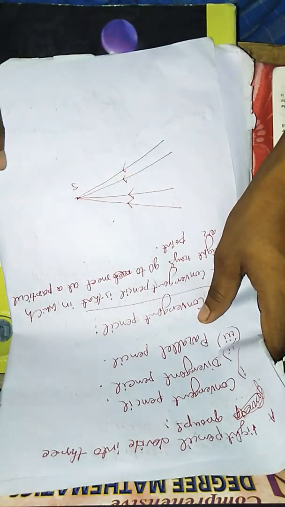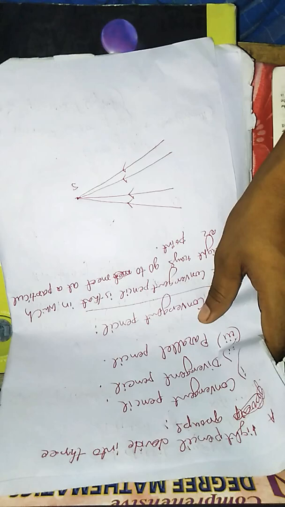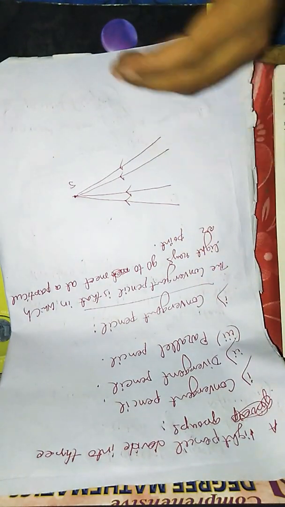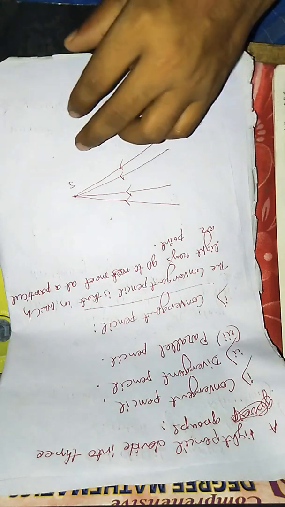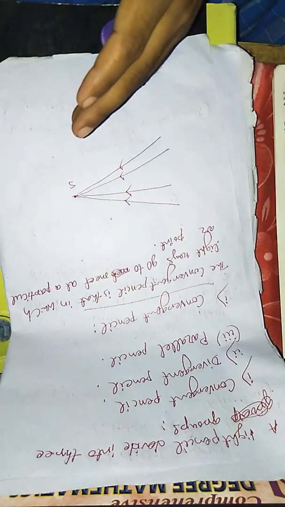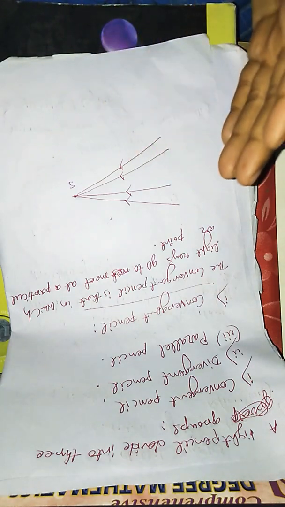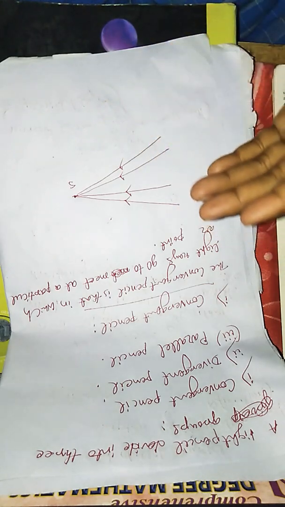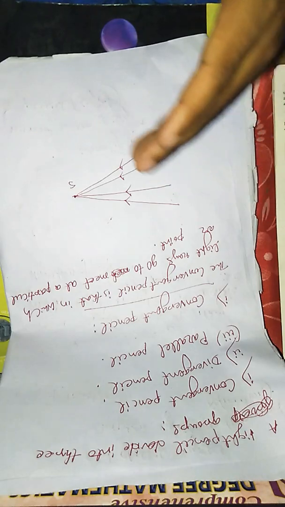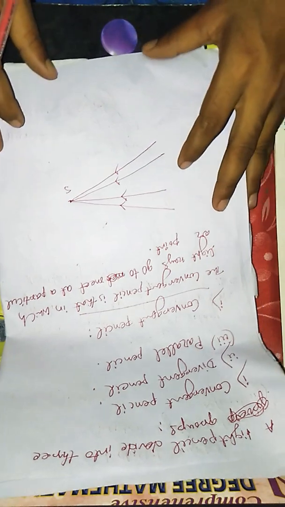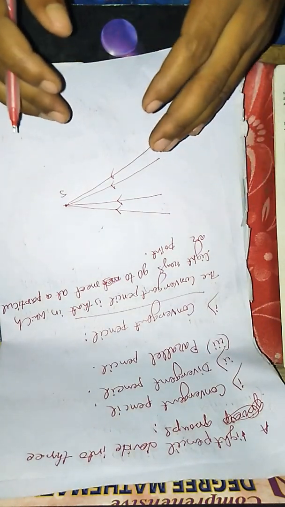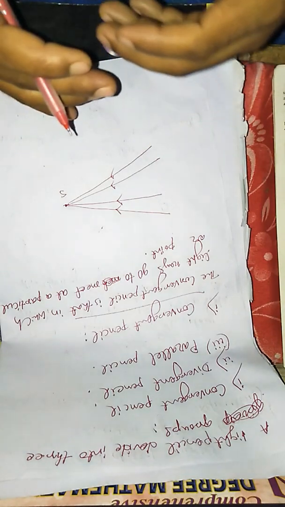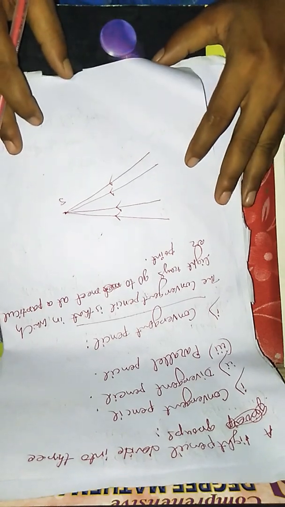All these rays come from different points. They do not come from a common point. They come from different points, but they go to meet at a particular point S. So here the meeting point of all these rays is the same, but the source points of the light are different. So this type of light rays is known as the convergent pencil.